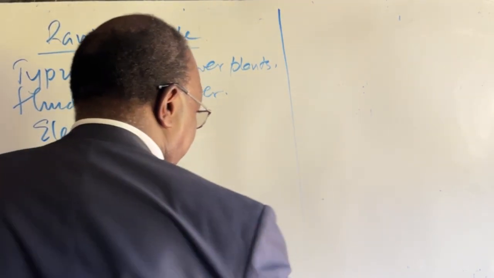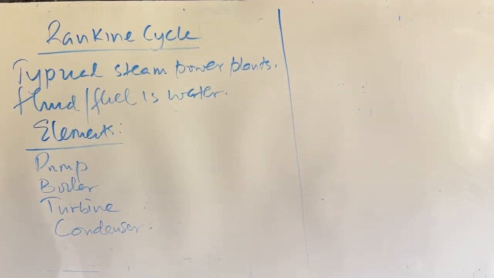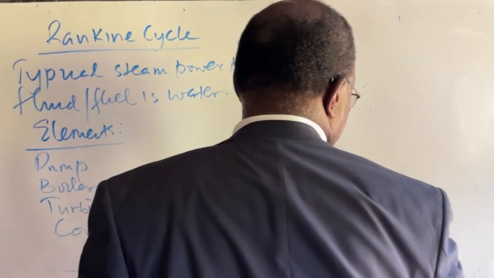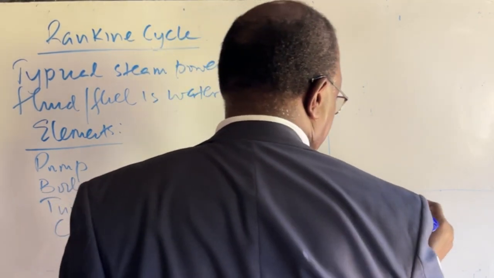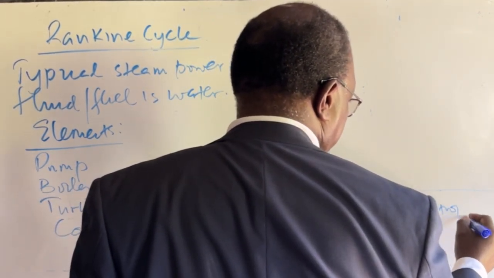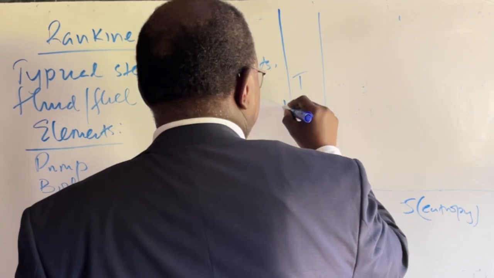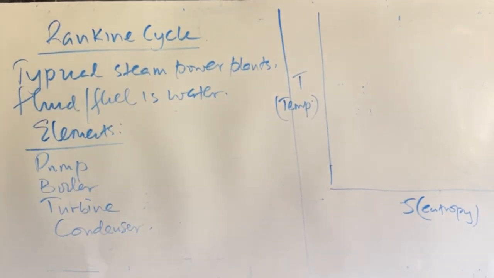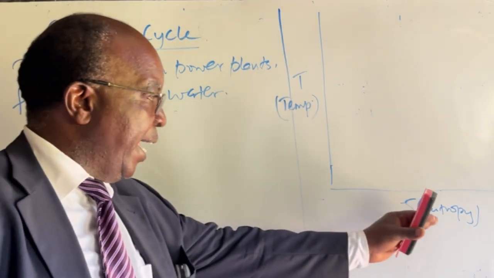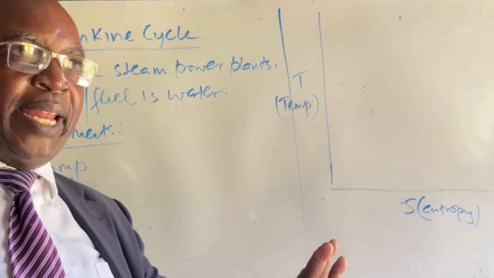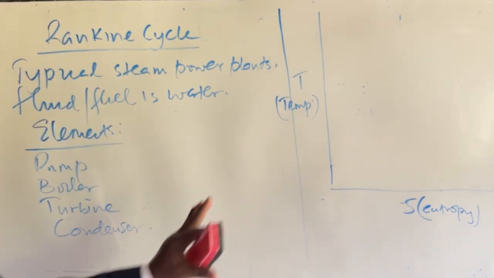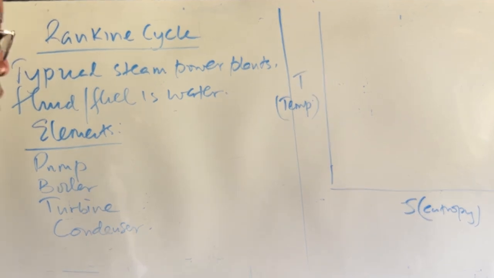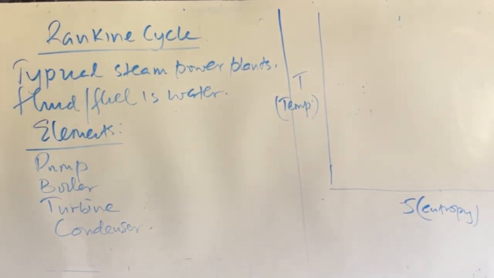So let us represent the Rankine cycle in a schematic where we have temperature versus entropy. S is entropy, and T is temperature. So we are going to look at it in the temperature-entropy profile. Don't forget, when we dealt with the Carnot cycle, we were dealing with the pressure-volume profile. And when we interface the Rankine and Carnot cycles, you're going to see that they actually can be interfaced.